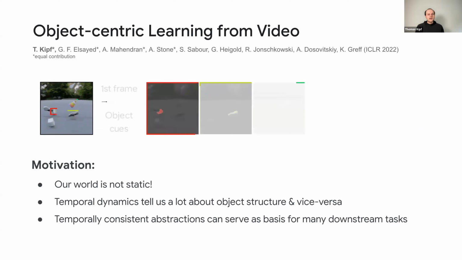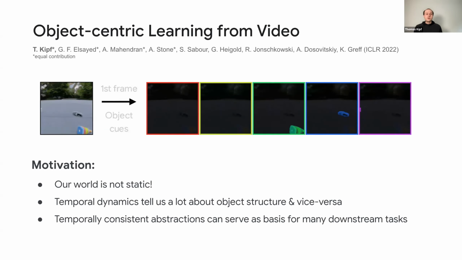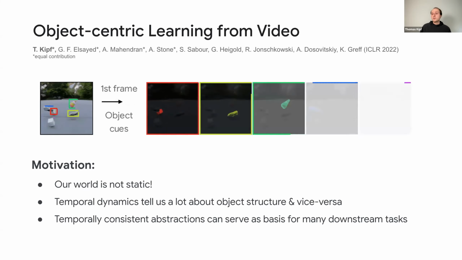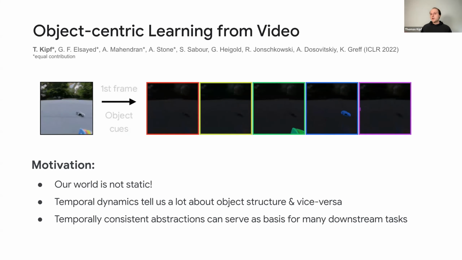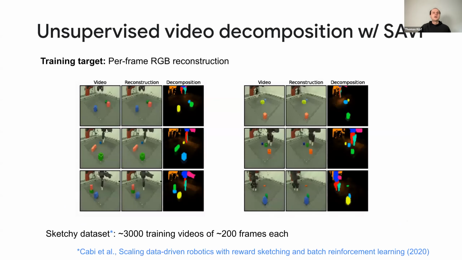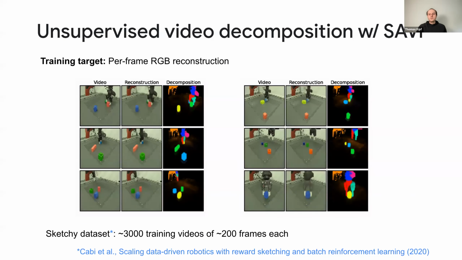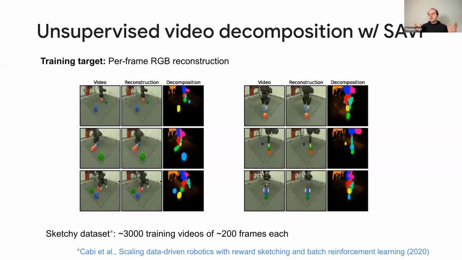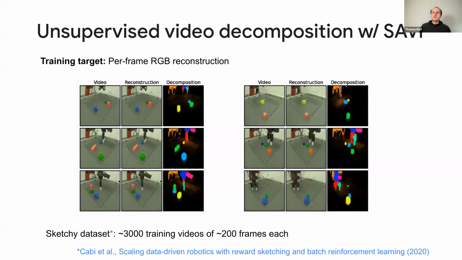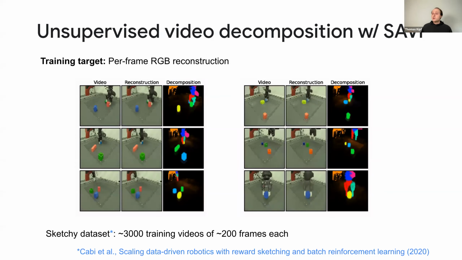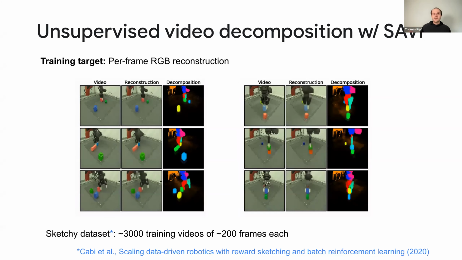And lastly, if you have these temporally consistent abstractions, they can also serve as a useful basis for many downstream tasks like VQA or learning some kind of policies on top of those representations. And so we essentially just developed a relatively simple extension of slot attention for video that we call slot attention for video, or short SAVI.